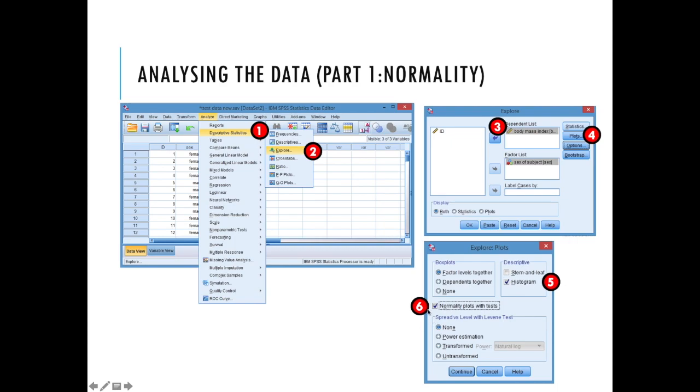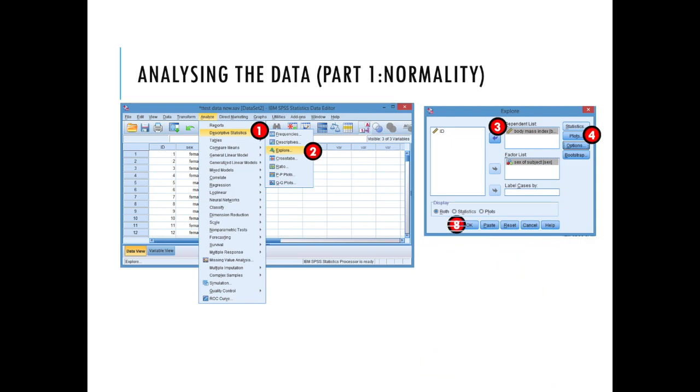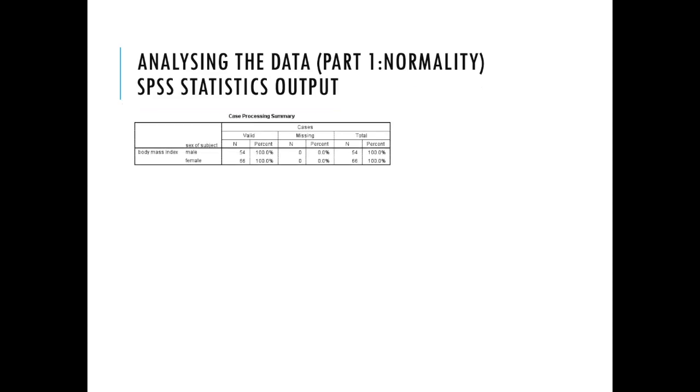If you forget to tick normality plots with tests, the Kolmogorov-Smirnov and Shapiro-Wilk tests will not be calculated. Remember, Kolmogorov-Smirnov test is the hypothesis testing for checking normality. After that, click continue. Then click OK. After clicking OK, you're going to get the SPSS statistic output.